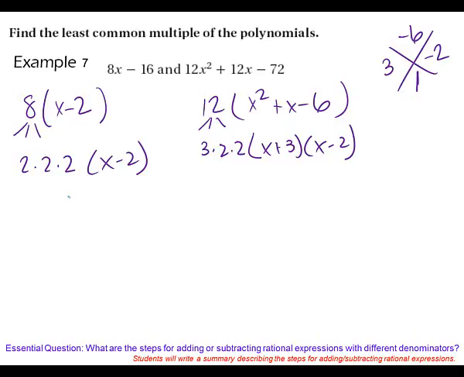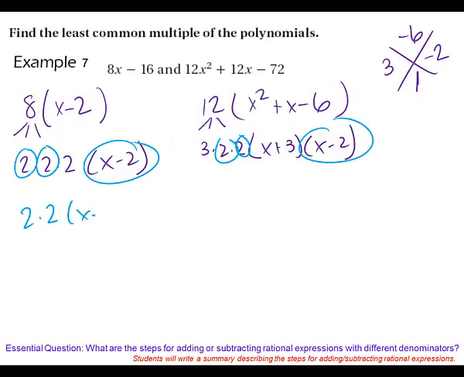Okay. What did we circle? The 2, another 2, and x minus 2. An x minus 2. And how many times do I get to write that down? 1. So 2 times 2 times x minus 2.